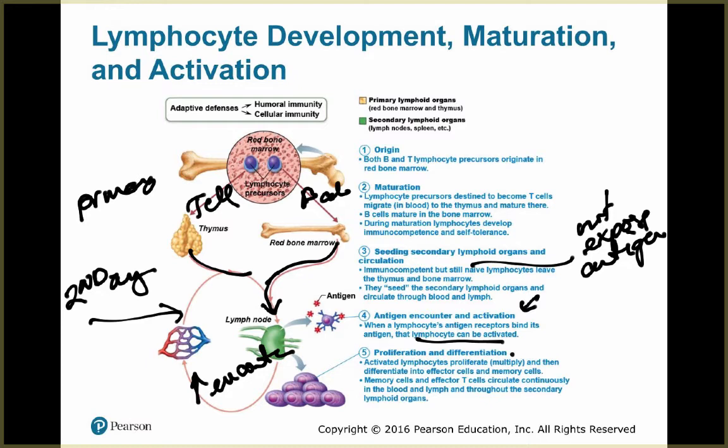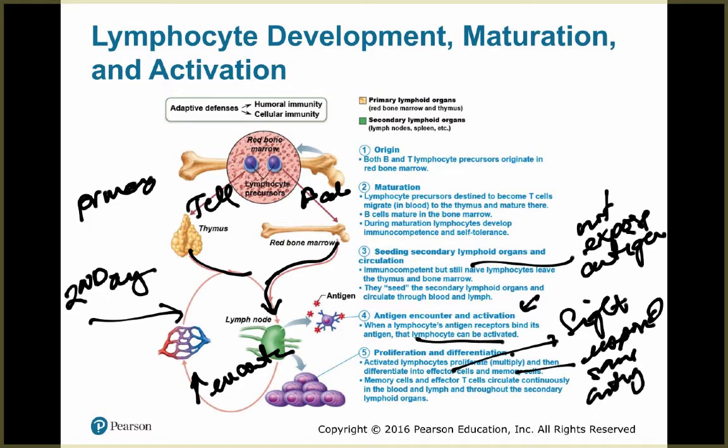So effector cells fight. Memory cells help to basically respond later to the same antigen. So it's going to be way quicker the next time it encounters it. So B and T memory cells and effector T cells are constantly circulating.